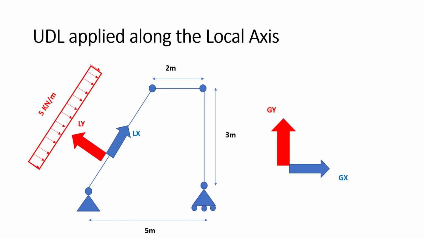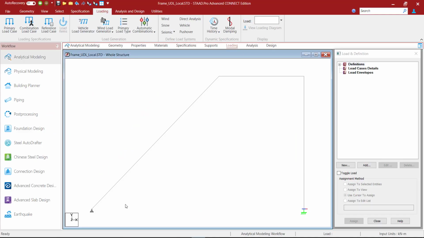Now, once we have explained this, as you now understand that we can apply this uniformly distributed load by defining it along the local y-axis. And since this load is acting in the negative direction of the local y-axis, we will define that load as minus 5 kilonewtons per meter along the local y-axis. Now let us see how we can define that in STAAD.Pro.